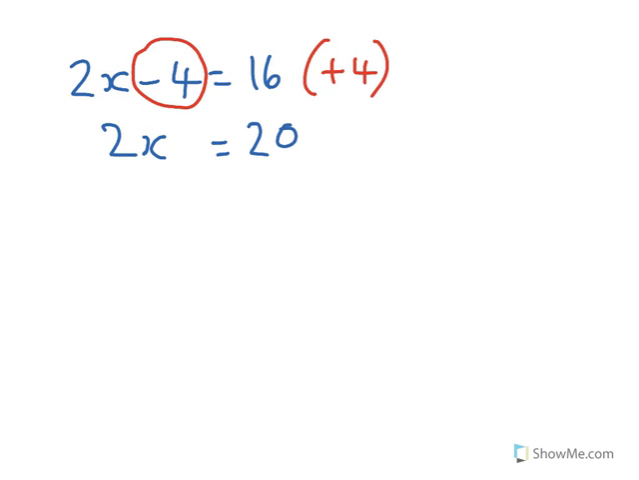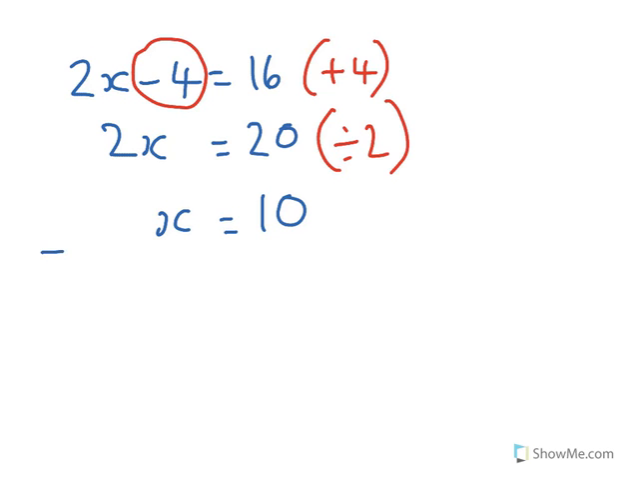Now on the next line, we want the 2x to be 1x. And don't forget, 2x means 2 times x. So I do the opposite. So I'm now going to divide by 2. So that on the left-hand side, I'll just have x, because 2x divided by 2 is just x. And on the right-hand side, 20 divided by 2 is 10.